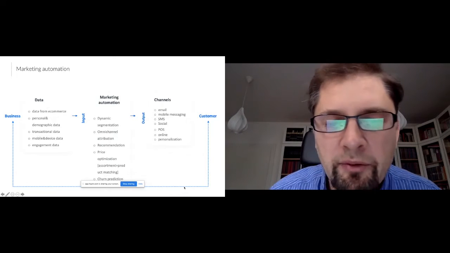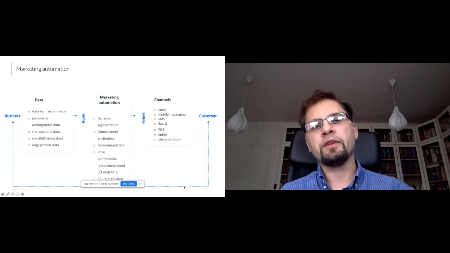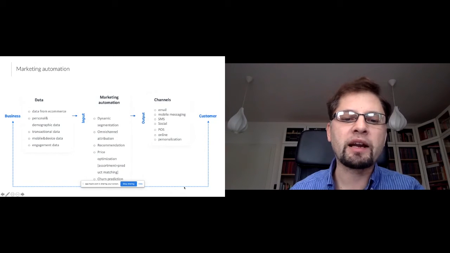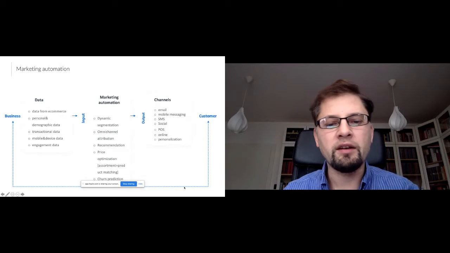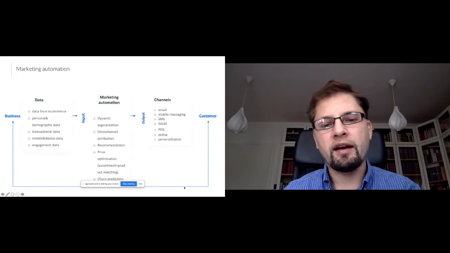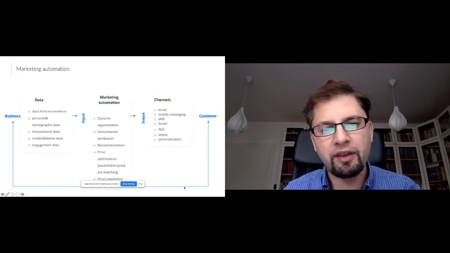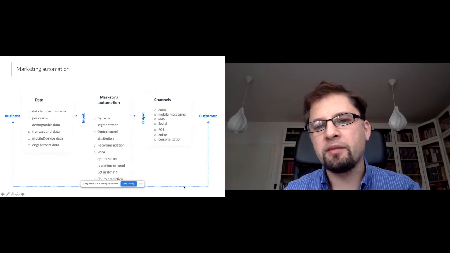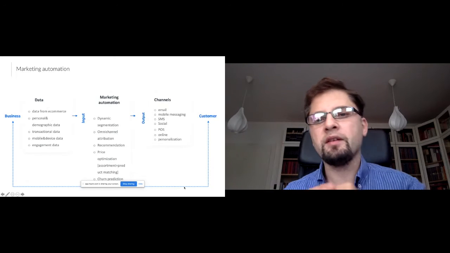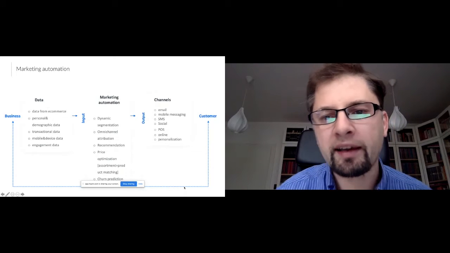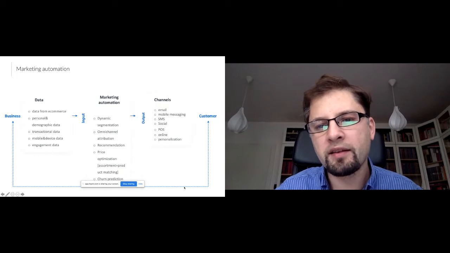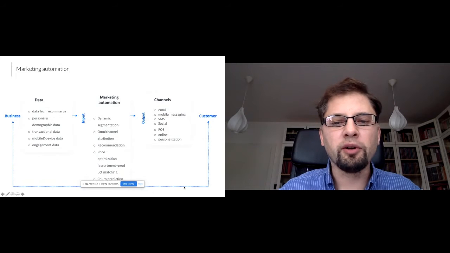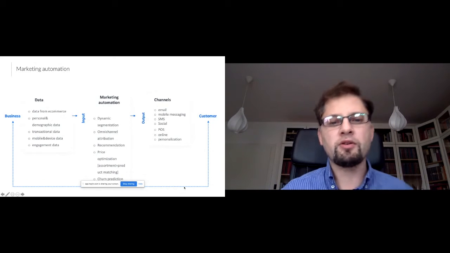And marketing automation is about processing this data, doing, for example, dynamic segmentation, omnichannel attribution, recommendation, churn prediction, and other types of predictions. And also a lot of different things, which in turn come out and determine actions made on output channels like email, mobile messaging, SMS, social media, POS, personalization. So a lot of output comes from marketing automation systems.